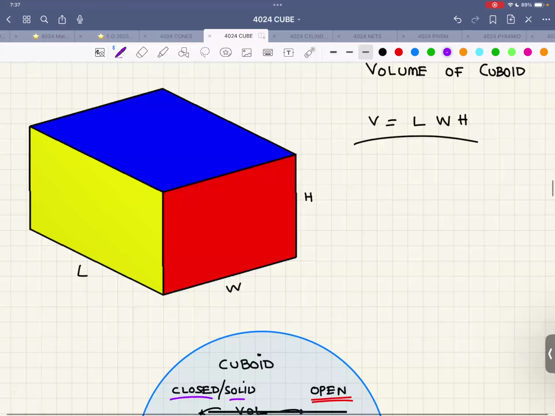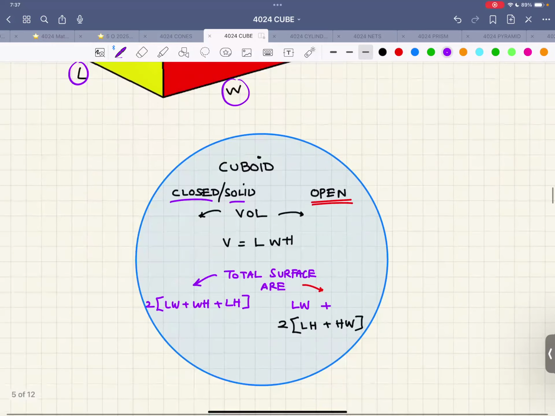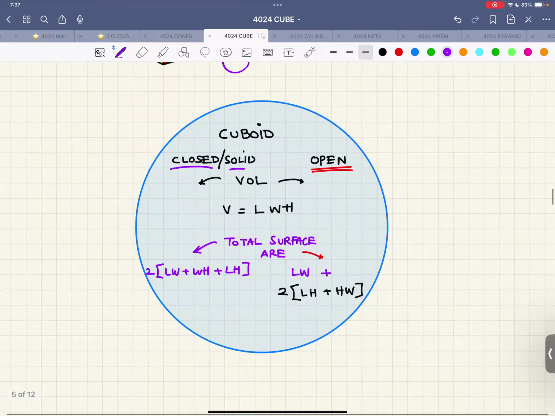What about the volume? The volume of the cuboid, that is length into width into height. That's length into width into height. And that is the comparison between the 2. The volume is the same, that's unchanged. And the total surface area and this thing are different.